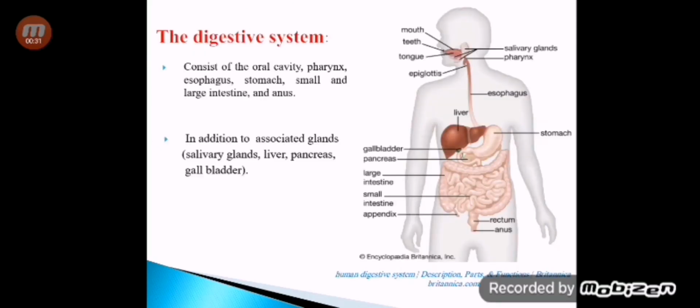The digestive system consists of the oral cavity, pharynx, esophagus, stomach, small intestine, large intestine, and the anus, in addition to the associated glands, which include the salivary glands, liver, gallbladder, and pancreas.